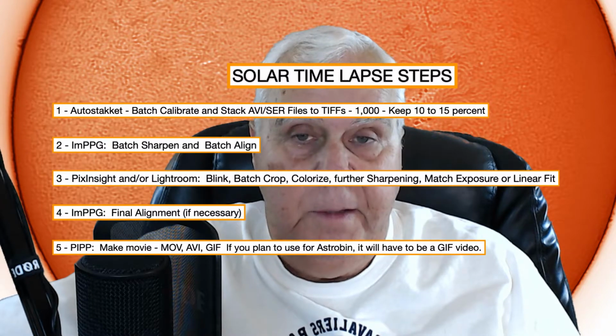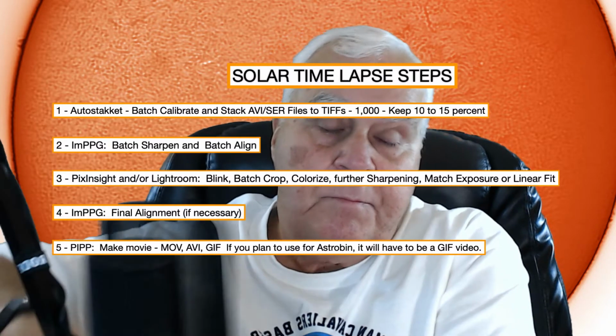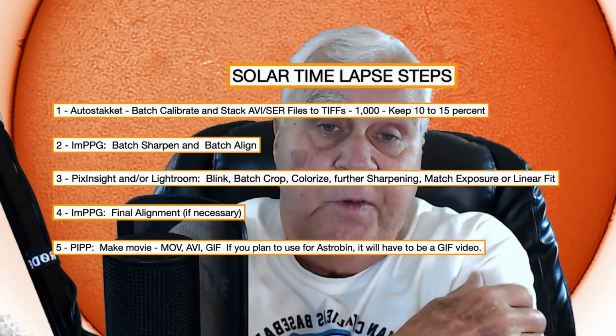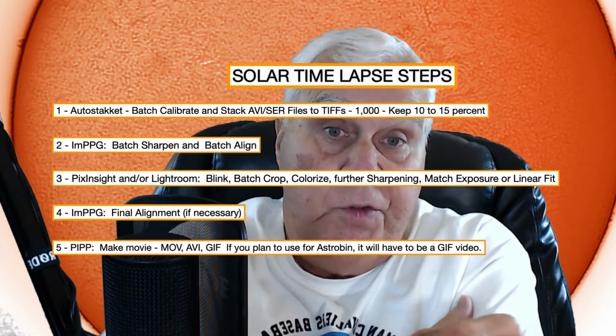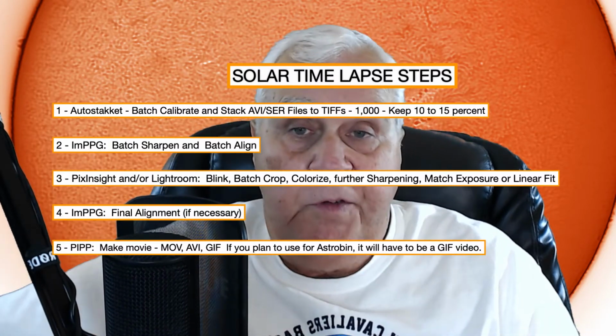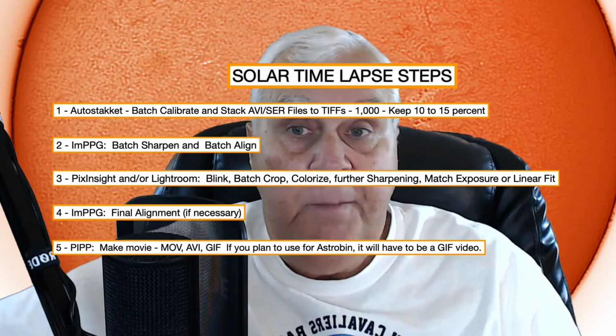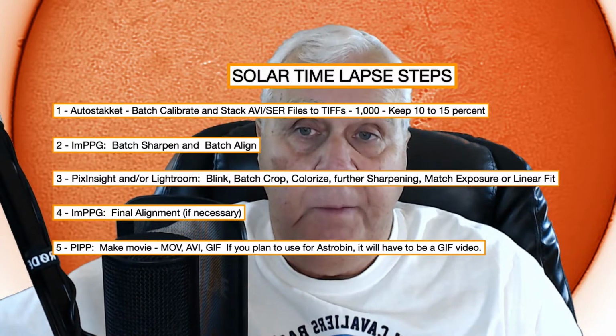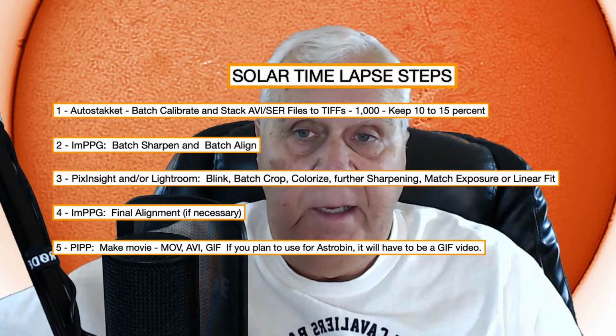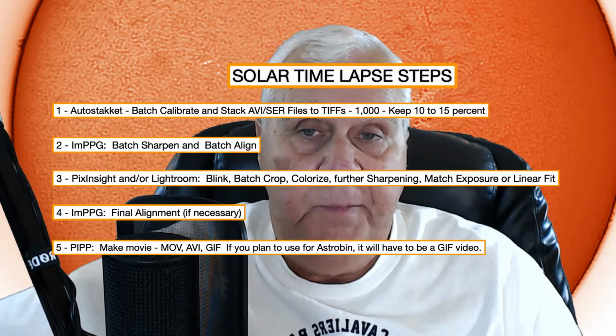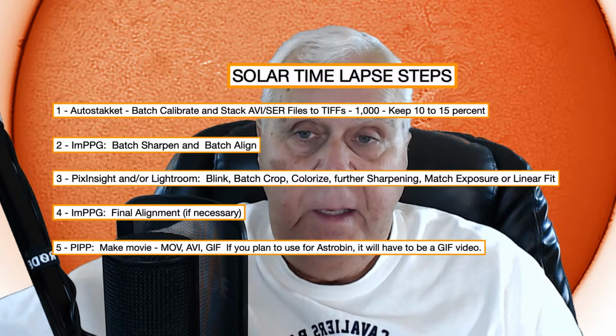Always do some sharpening before you batch align, because it makes it easier for the software to align if the features are sharper. If they're real soft, then it becomes a challenge for it and it may not come out. So sharpen your image first, then do a batch align. All of this can take place in IMPPG, and I'll show you how I do it in a minute.